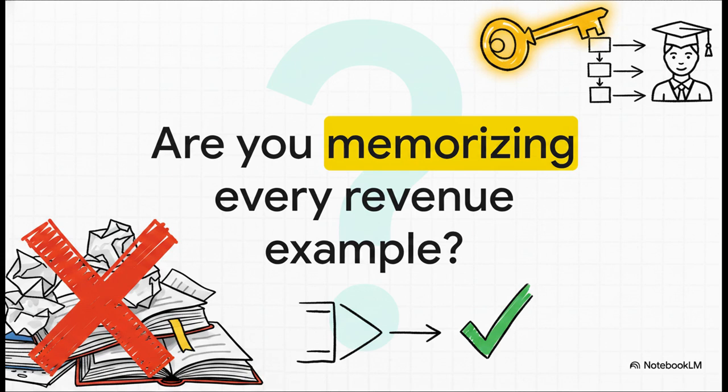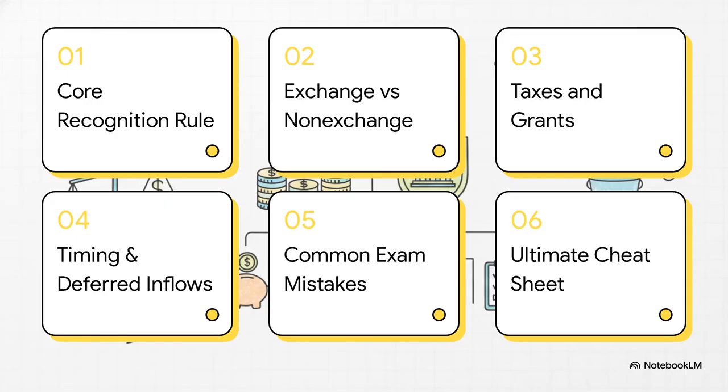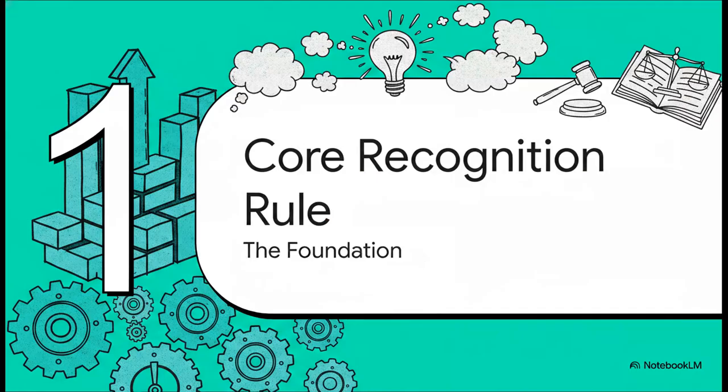Instead, I'm going to give you a cheat code. It's a framework built straight from the source material, a simple, logical decision rule that'll help you tackle literally any transaction your professor throws at you with absolute confidence. Here's the game plan for this explainer. We'll start with the core recognition rule, break down exchange versus non-exchange transactions, and navigate taxes and grants. Then, we're going to cover timing and deferred inflows, expose common exam mistakes, and wrap the whole thing up with the ultimate cheat sheet.